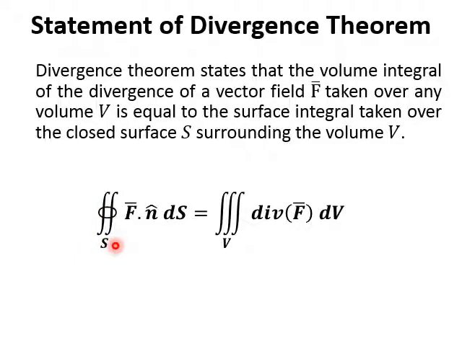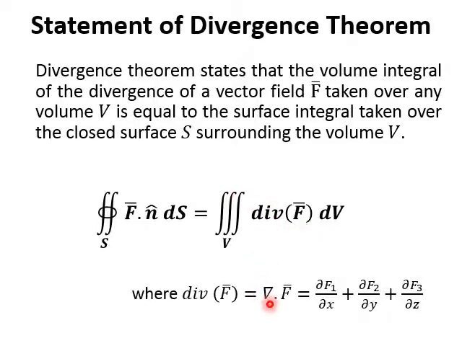Divergence theorem is applicable only when the surface is a closed surface, like Green's theorem, which is applicable only when the path is a closed path. Here, divergence of f bar is del dot f bar. Del is the vector differential operator, and the divergence is ∂f1/∂x plus ∂f2/∂y plus ∂f3/∂z.